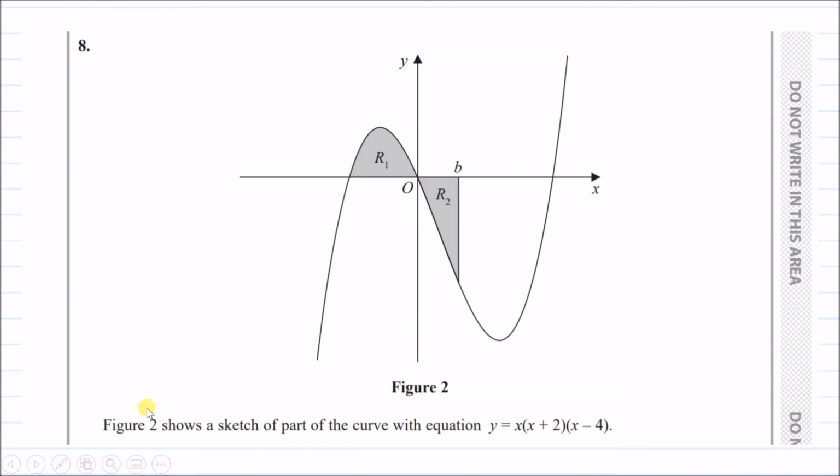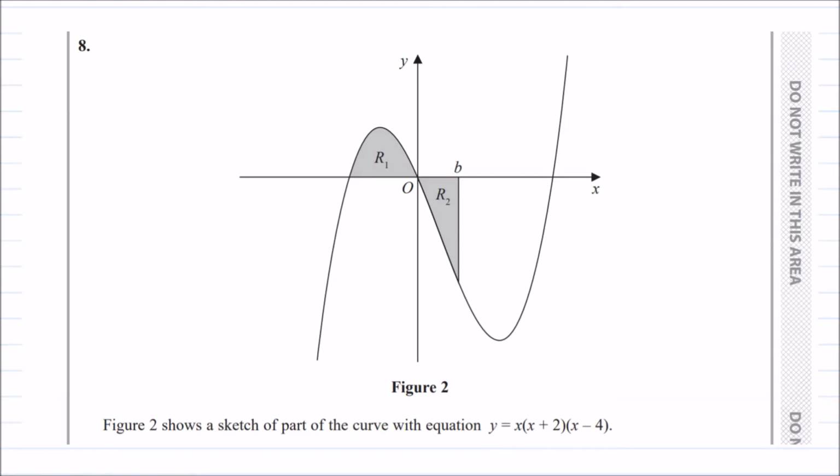So for question 8, we're given some kind of figure, and this is actually a cubic graph. We know it's cubic because it hits the x-axis at 3 points. So one here, one at the origin, and another at this point here. Now, figure 2 shows a sketch of part of the curve of equation y equals x times (x plus 2)(x minus 4). And these are the roots of the equation.